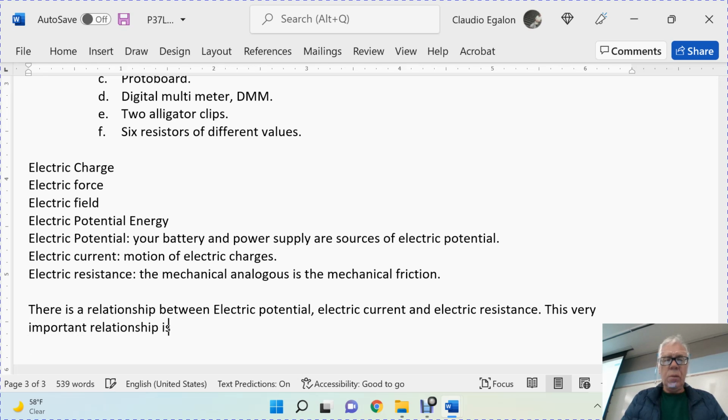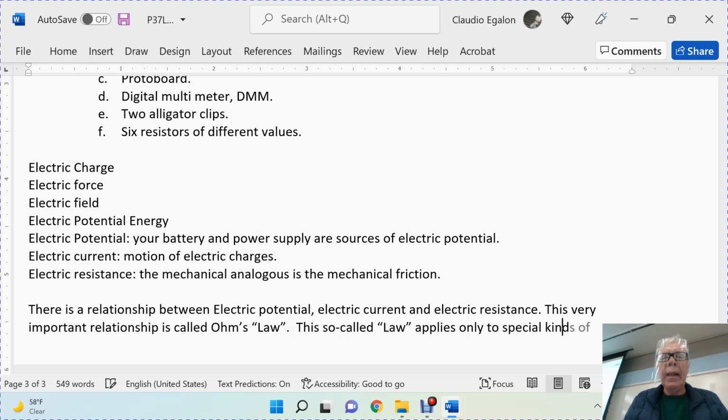is called Ohm's law. And I'm going to emphasize that this is not a physical law, it's just a name put in between quotes. It applies only to a certain type of material, only to ohmic materials. This so-called law, which is not a law, applies only to a special kind of material that we call ohmic materials.